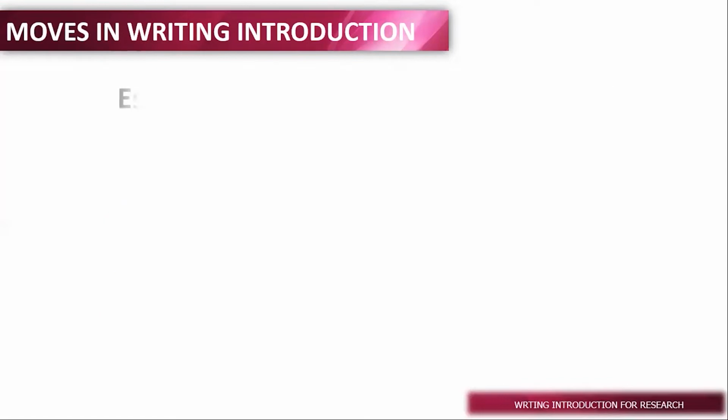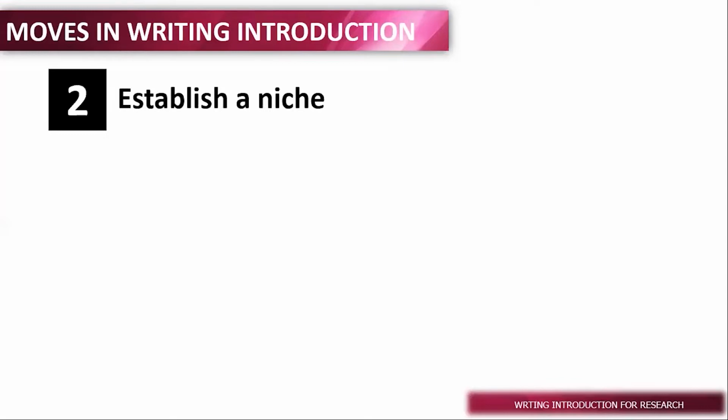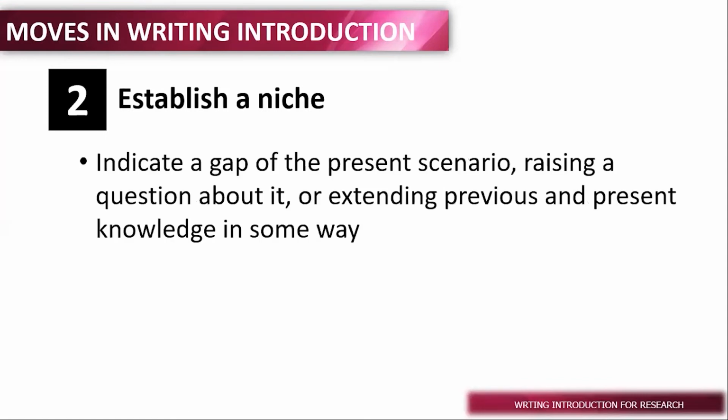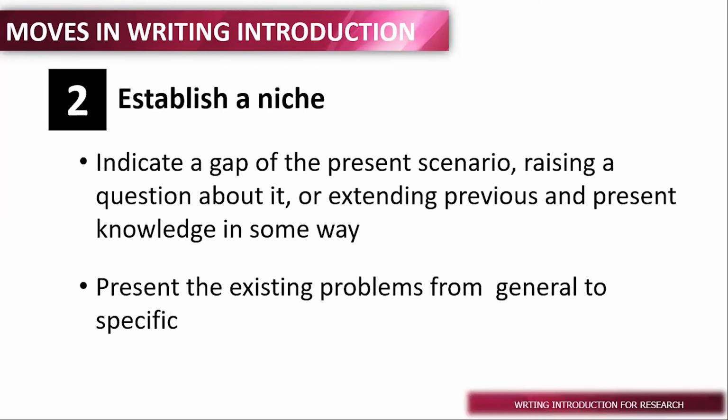The second move is to establish a niche. In ecology, a niche is a term for the position of a species within an ecosystem, describing both the range of conditions necessary for persistence of the species and its ecological role in the ecosystem. In research, we establish a niche by looking at how gaps are affecting the different areas and how these gaps contribute to the problems of the research area.